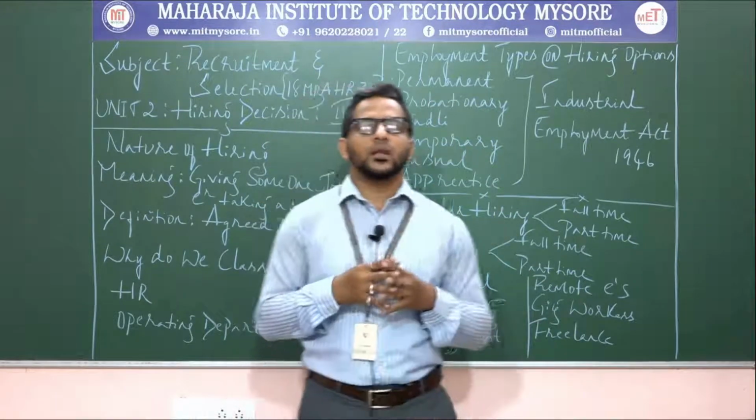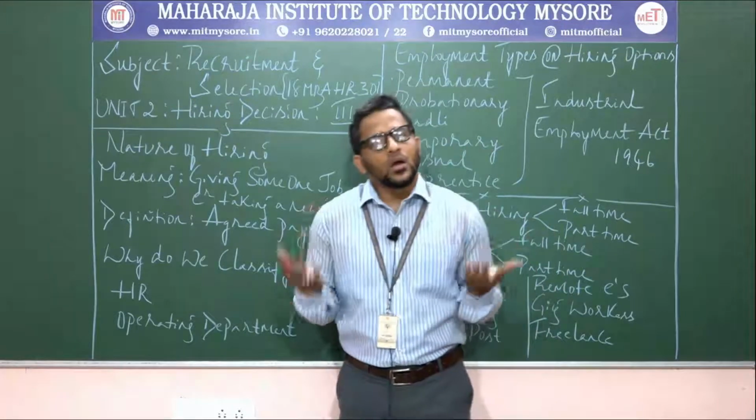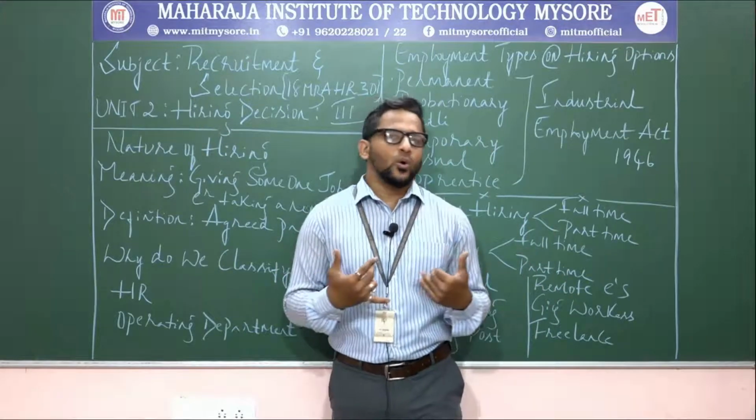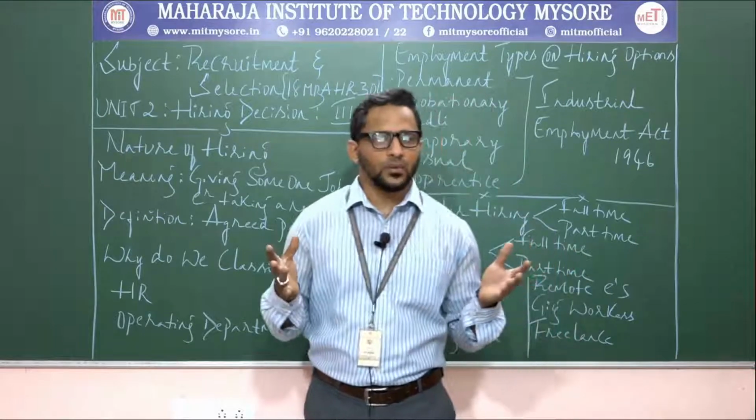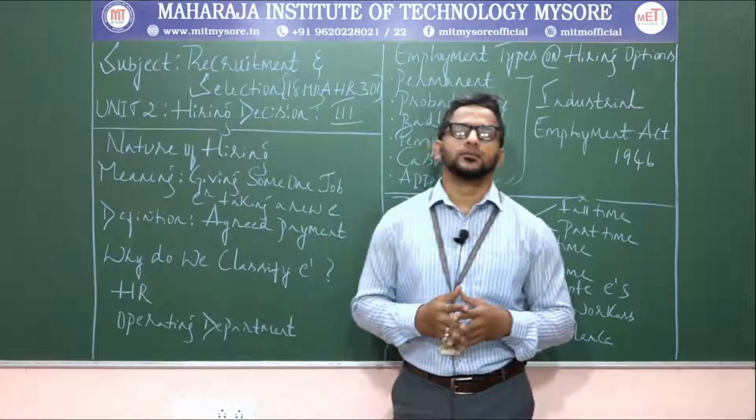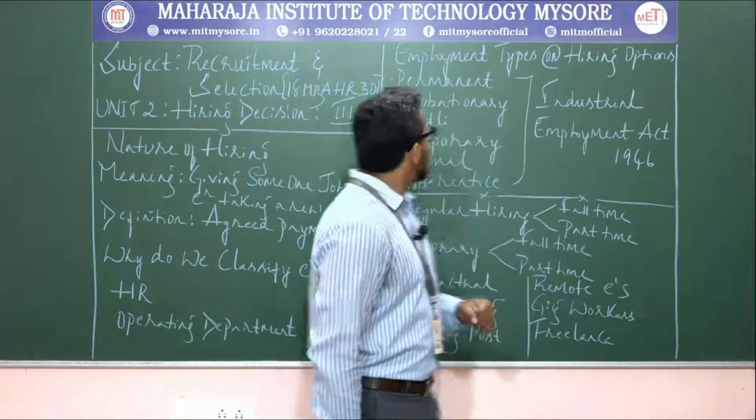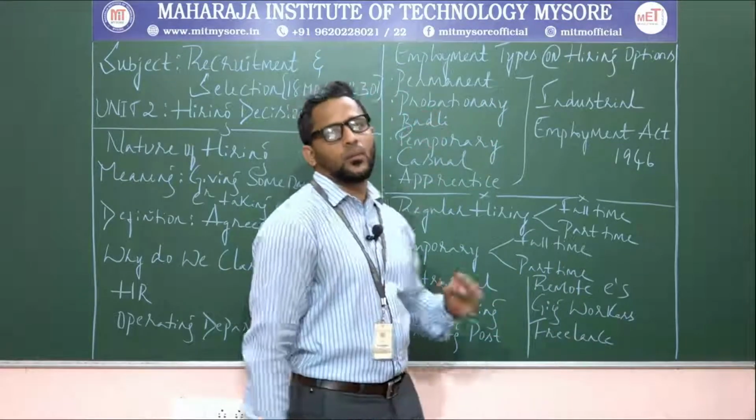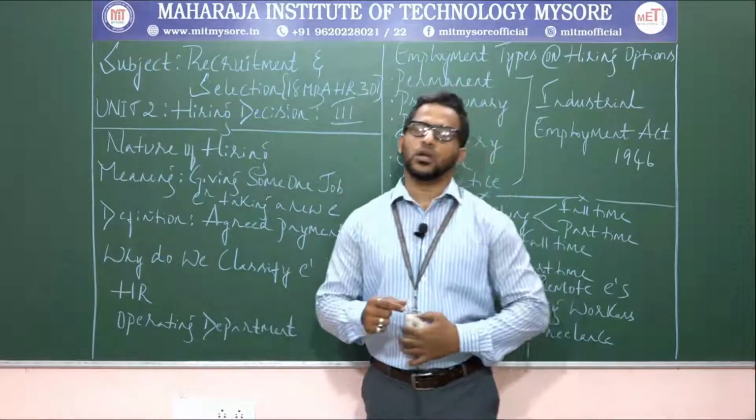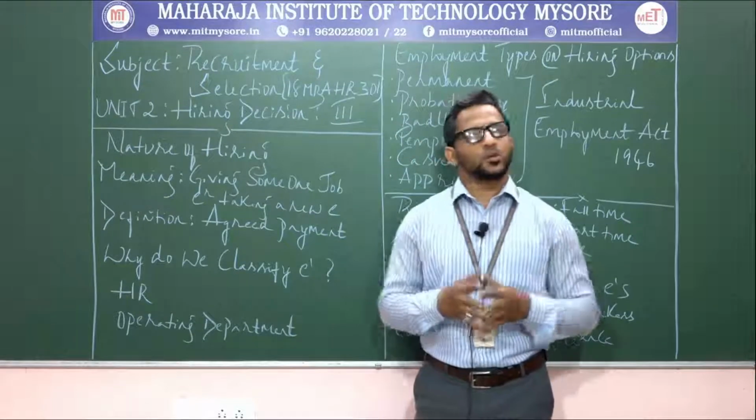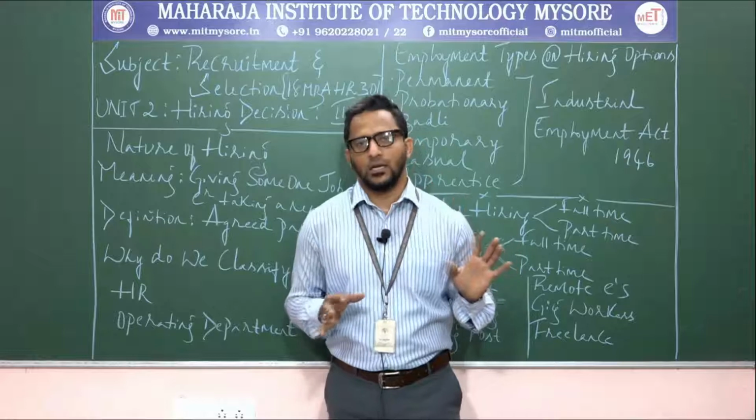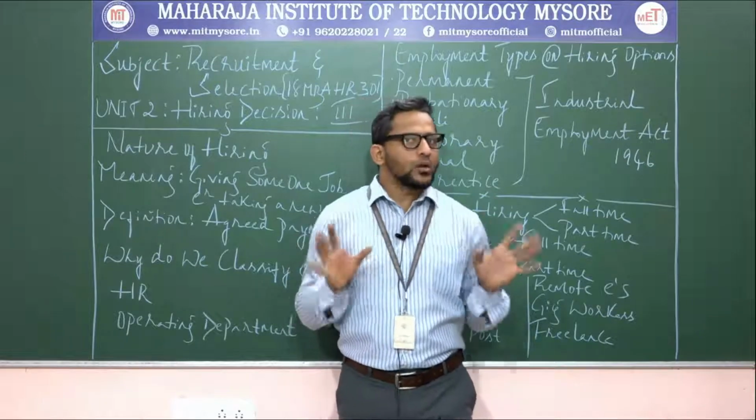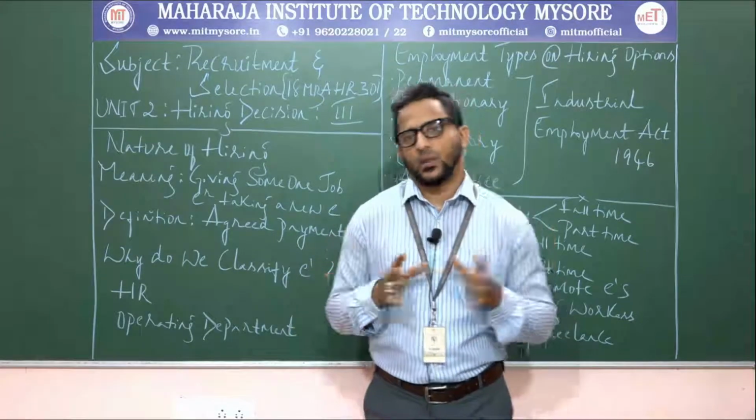So a permanent workman is a person who has been employed on a permanent basis, or who has been confirmed in writing, or who has completed the probationary period of 3 months. Now moving to the next one, probationary workman. Who is this probationary workman? See, a probationary workman is one who is employed provisionally and who has not completed 3 months of service.